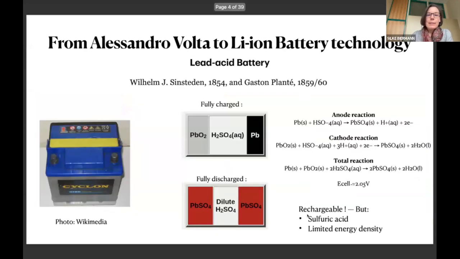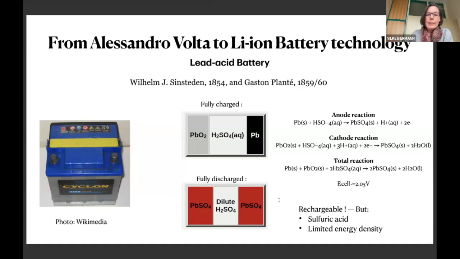This is already different for the good old lead acid battery, where you have lead being oxidized and lead oxide being reduced in the presence of sulfuric acid again to lead sulfate. This is now rechargeable, but had serious drawbacks due to the use of sulfuric acid and, of course, also limited energy density, you know, the good old car batteries of a certain volume.